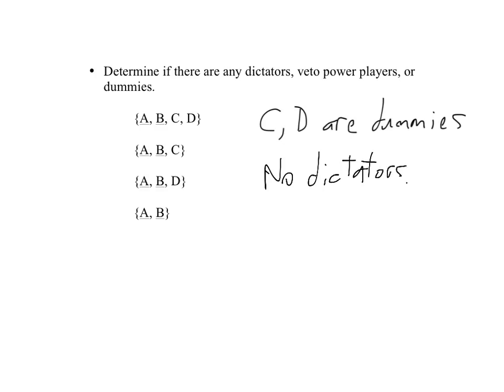To be a veto power player can be detected in several ways. One is to be critical in the grand coalition. So A is critical in the grand coalition, therefore A has veto power. B is also critical in the grand coalition, so B also has veto power. We could also have noted that A appears in every winning coalition, and B also appears in every winning coalition. So it follows that A and B both have veto power. And we figured all that out without numerical quota and weights.